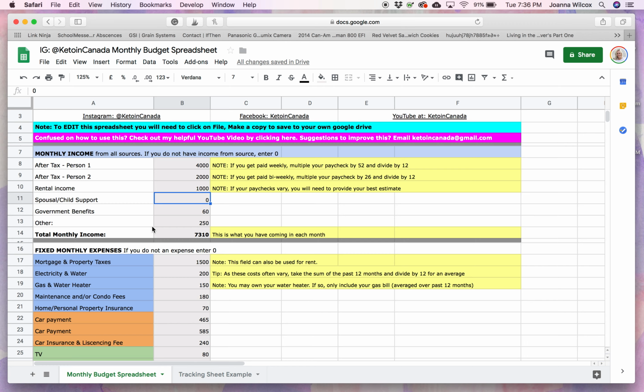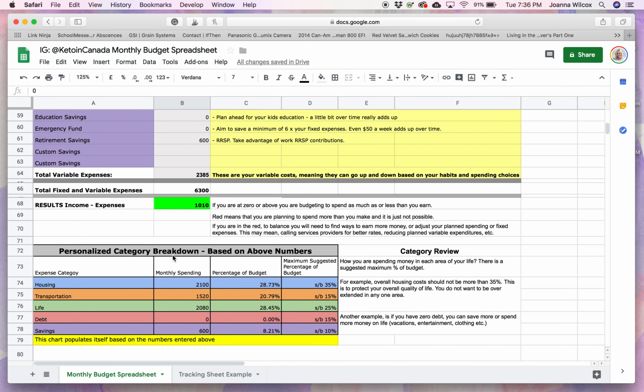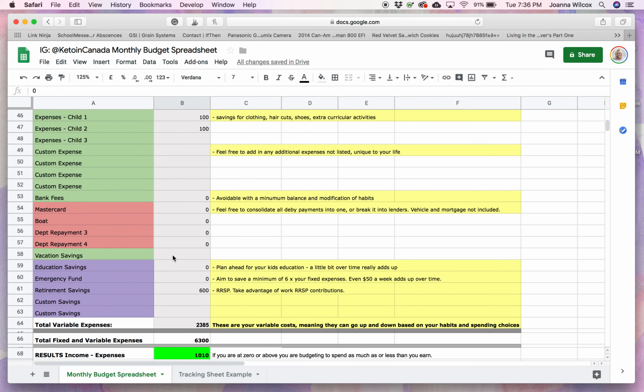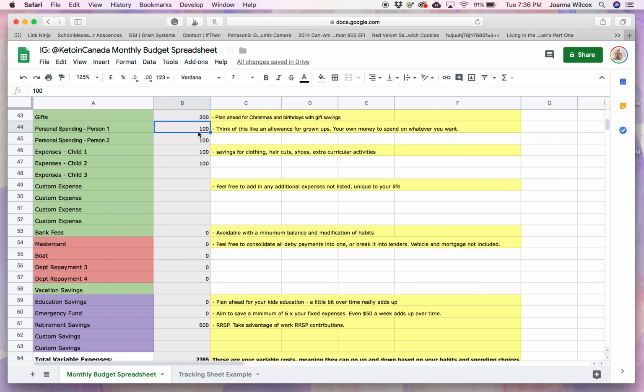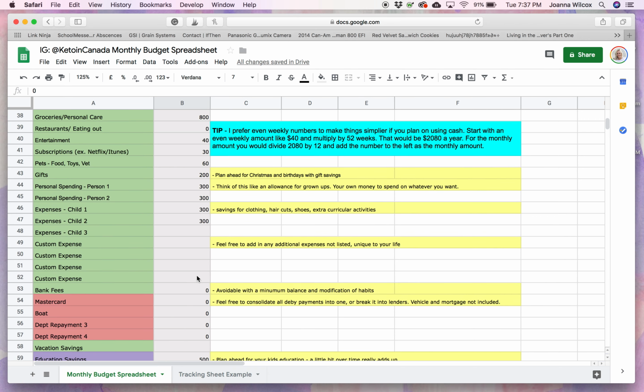Things just change. If this number, so let me go back down here. Sorry, I'm scrolling like crazy. If this number, let's say I did want to be able to have $300 for each of us for spending, for clothes, for haircuts, for classes, whatever. And now it says we're doing really good. But I also had to save $500 for education. I'm in the negative by $290.